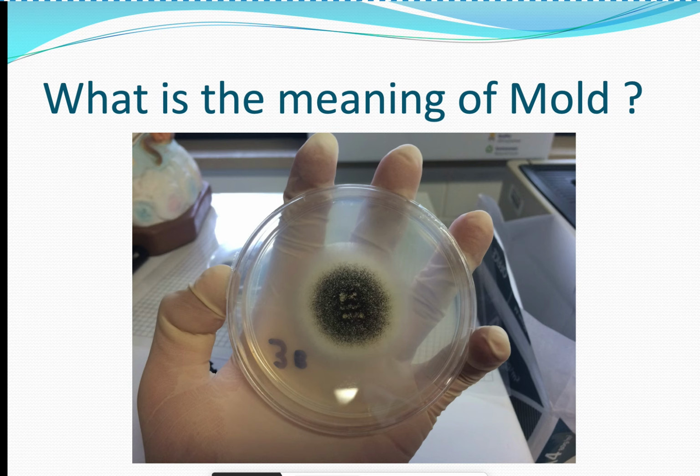And what is the meaning of mold? A mold is a type of fungus that grows on decaying plant matter. The same thing that you can see on a rotten bread. So here is the lesson.